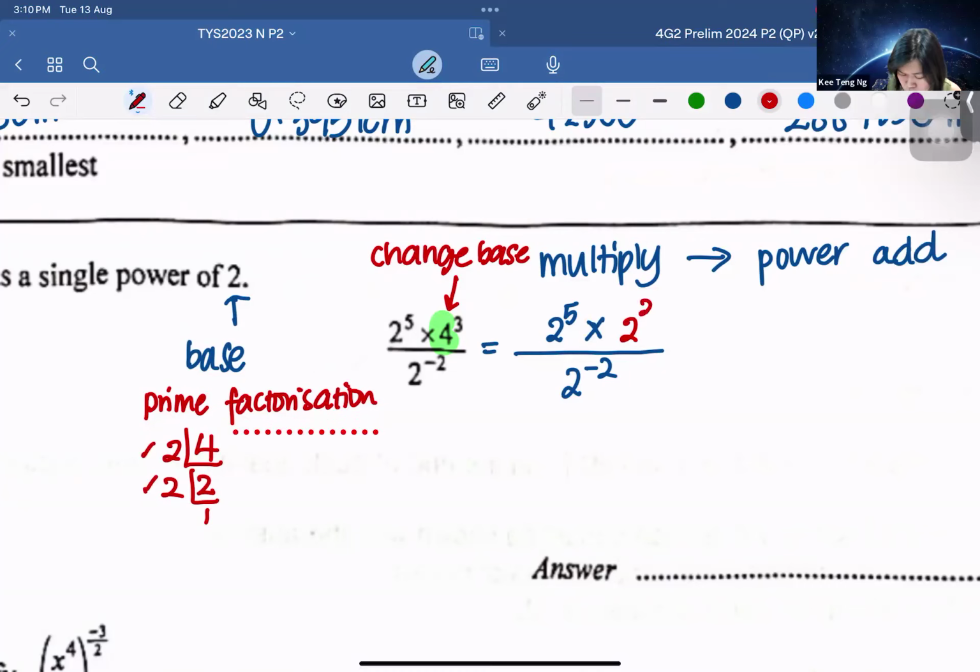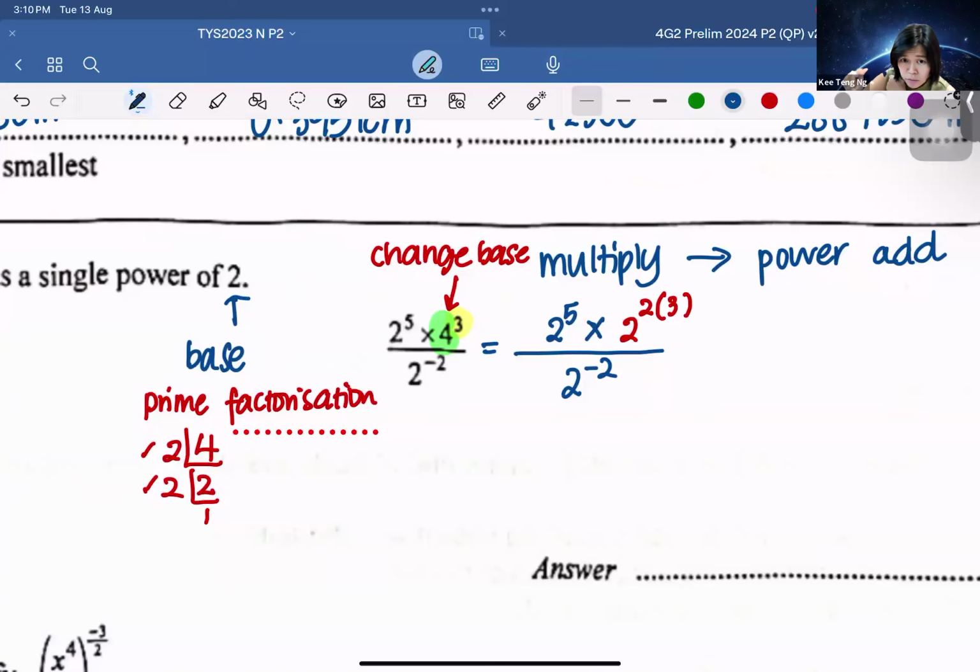There are 2 of them, so 2. But outside, I still have a factor 3 over here, so I'm going to put bracket 3. Okay, so when you have bracket, it means the power will now multiply to each other.